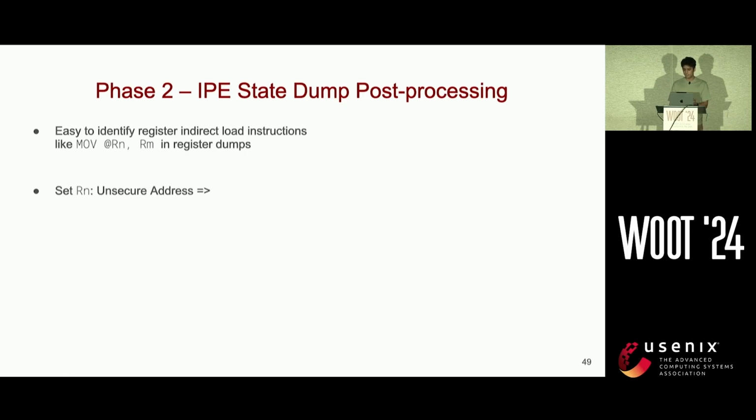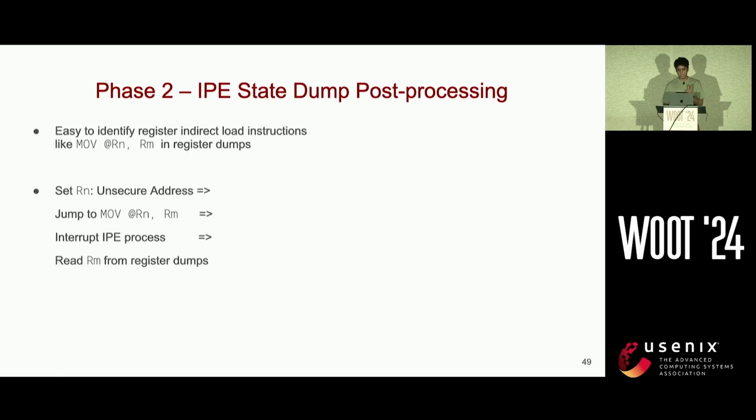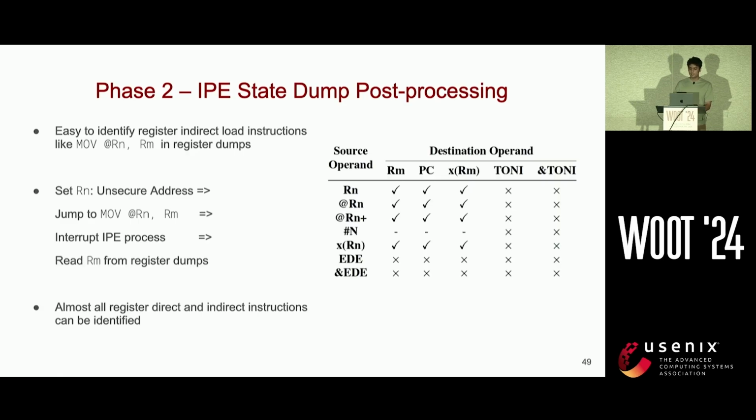When it comes to register indirect load instructions, we can inject a malicious value in the source register address and check if that value arrives in the destination register after execution of the unknown IP protected instruction. In this manner, we can identify almost all the register direct and indirect instructions except for lossy instructions like the OR operation. Also, it is not possible to identify the memory-to-memory operations just by observing the register dumps, as they do not make any observable changes to the register states.